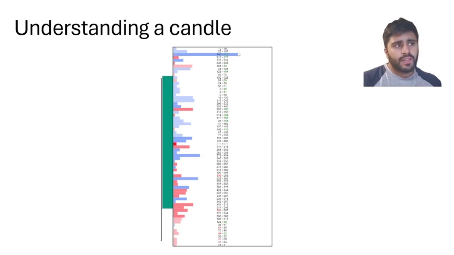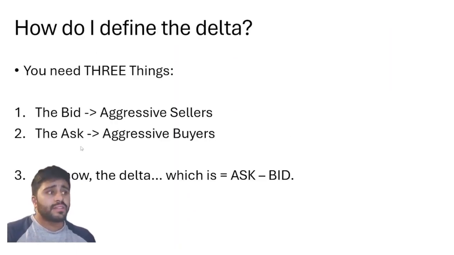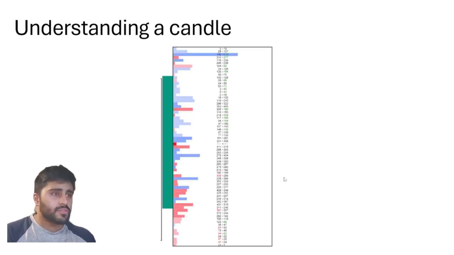Now, how do we define delta? We define delta as the highlighted color for a particular row. And so what do these numbers on the row represent? I've kept them small on purpose because you don't need the numbers to understand the delta. But it does make sense to understand how the delta works, right? So how do I define delta? It's the ask minus the bid. What that means is it is the right number minus the left number.